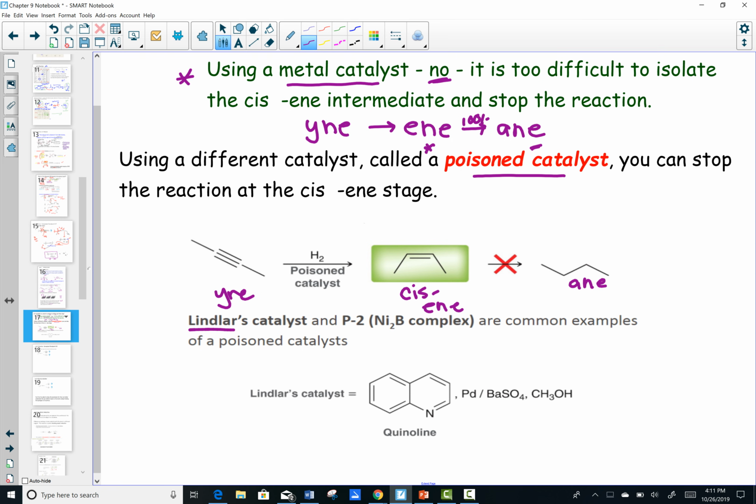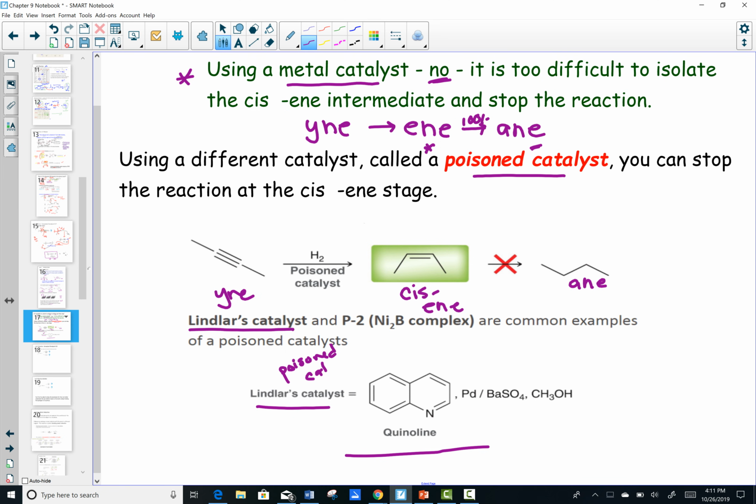One of the catalysts used is known as Lindlar's catalyst. Lindlar's catalyst looks like this. So it's called quinoline, and it has a lot of aromatic with a nitrogen in part of that heterocycle there. Palladium, barium sulfate, and the solvent there of methanol. Lindlar's catalyst is the words. I don't really expect you to memorize the structure of Lindlar's catalyst. You'll see it on the arrow, literally the words, Lindlar's catalyst. And I want you to just think of that as a poisoned catalyst.